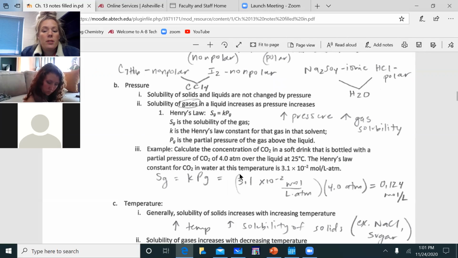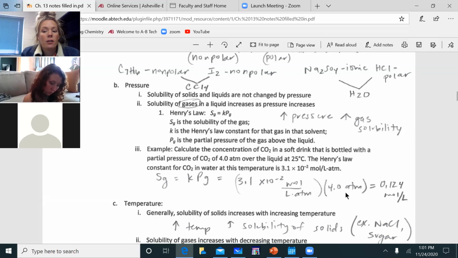So when we put this into our equation, our units are kind of funky, right? We've got moles per liter atm here. We multiply it by a pressure or an atm value. Our atms will cancel out. We end up getting a value of 0.124 moles per liter. So what that's telling us is that for this specific gas, which is CO2, we would expect to find in a given liter of that pop, 0.124 moles of the gas.